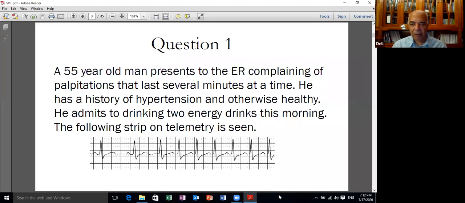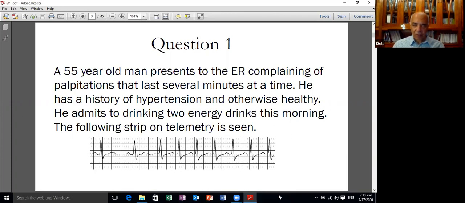If a cup of coffee contains something like 60 milligrams of caffeine, then the energy drinks usually contain more than 200 up to 600. So that's sometimes equivalent to 10 cups of coffee. So that is frequently associated with the occurrence of arrhythmia. So he admits drinking 2 energy drinks this morning, and the following strip on telemetry was seen. So have a look at this ECG and I will discuss it.